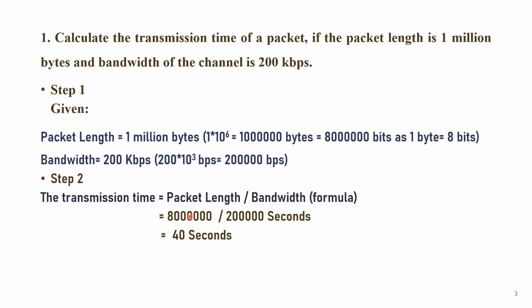So what is the packet length? The packet length is 8 followed by 6 zeros. What is the bandwidth? The bandwidth is 2 followed by 5 zeros, right? The answer would be 40 seconds. When you divide it, you will get 40 as the answer, so the entire transmission time is represented in terms of seconds. I hope you understood this problem. The very important point is that the transmission time of a packet is nothing but the message length or the packet length divided by the bandwidth.